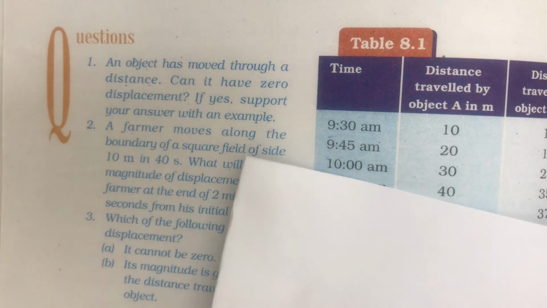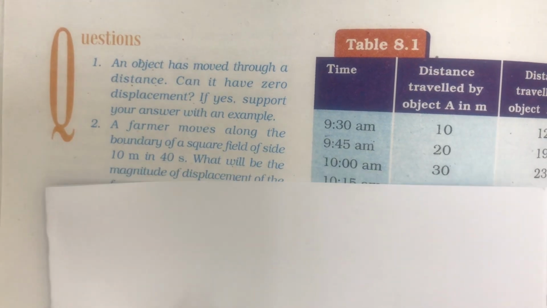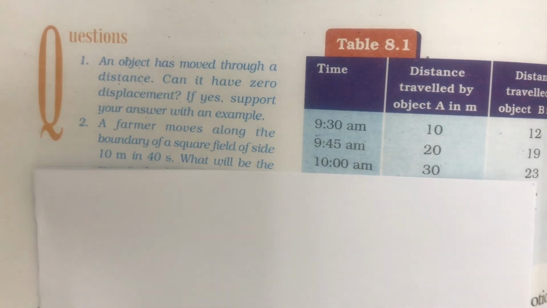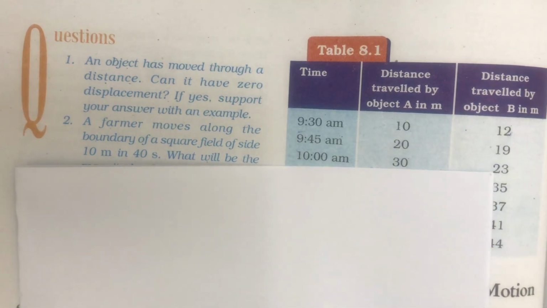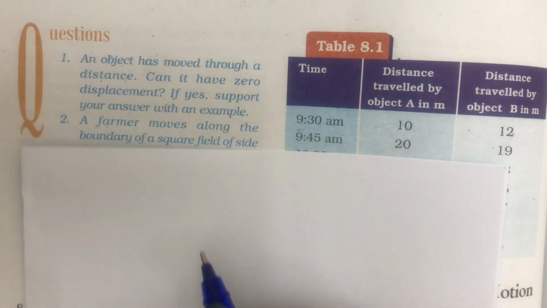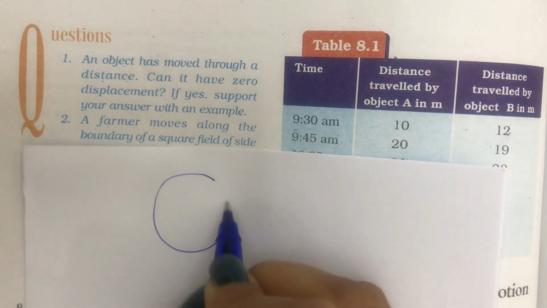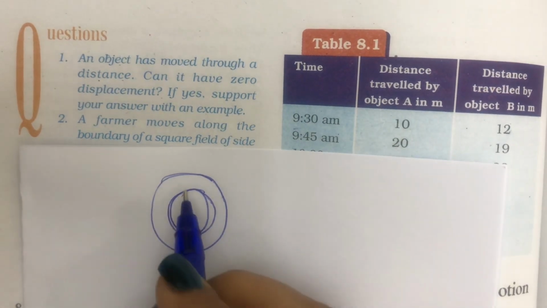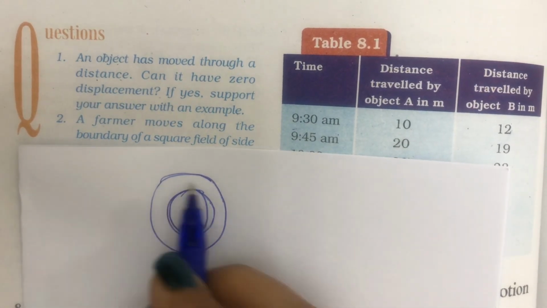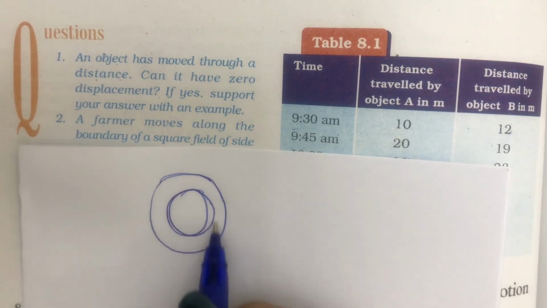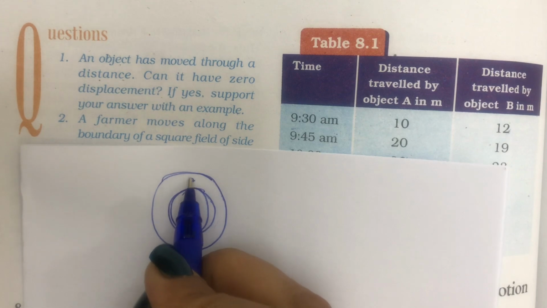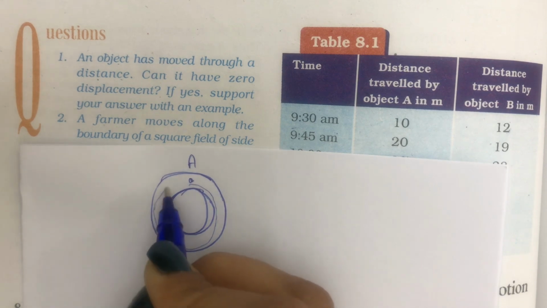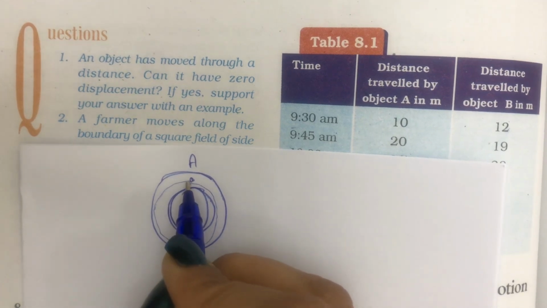You know what is displacement, right? Displacement means the distance between the initial and final point. So an object has moved through a distance. Can it have zero displacement? Yes, it can, because imagine a circular motion. Imagine an athlete is running along a track. He started from this point and is running, and again he reached the point A.